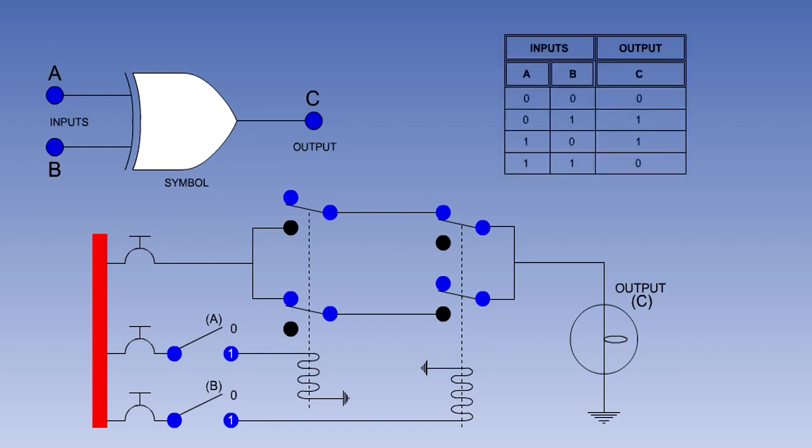Here is the truth table for the exclusive OR gate. Spend a moment studying this before moving on to the lesson summary. Here is a summary of the main points from the lesson.